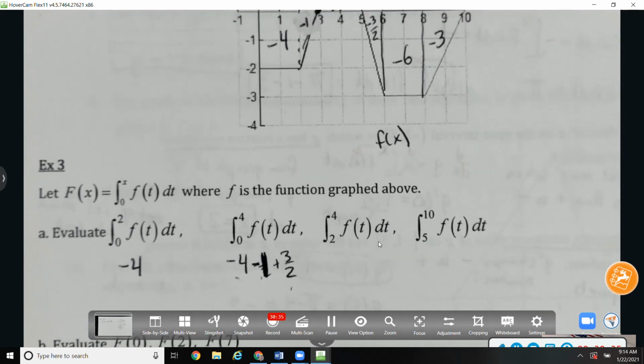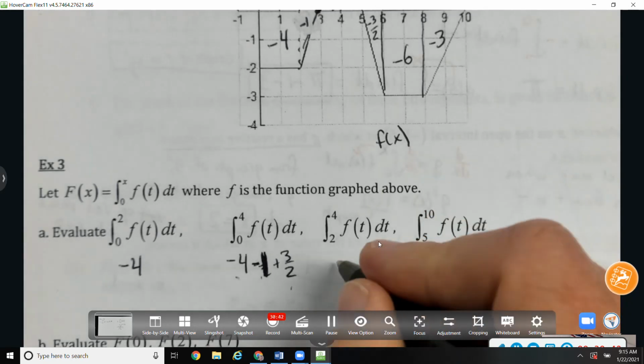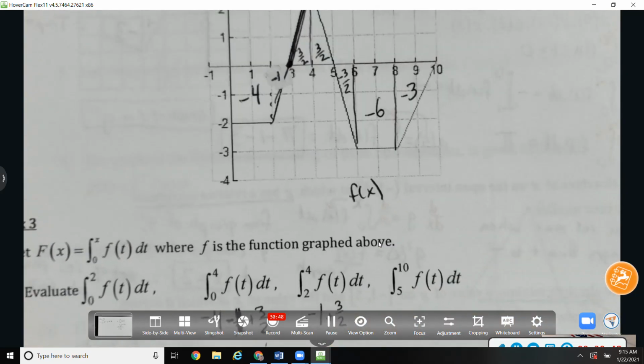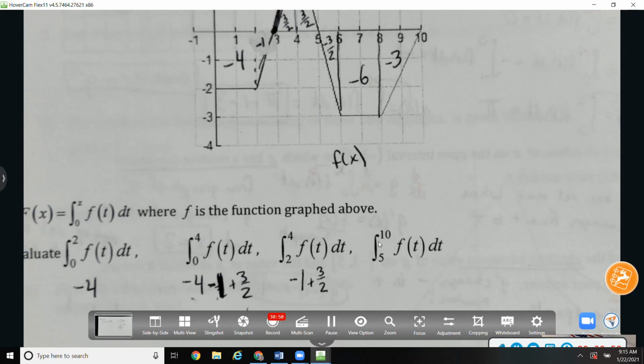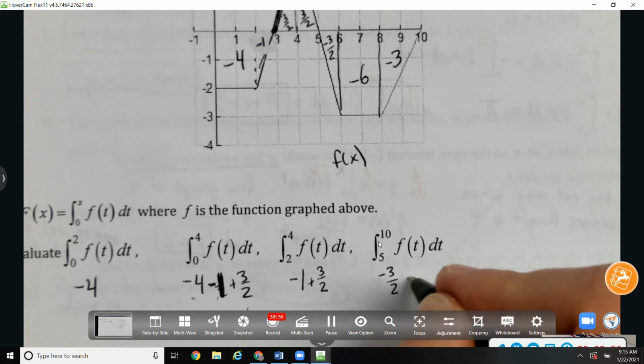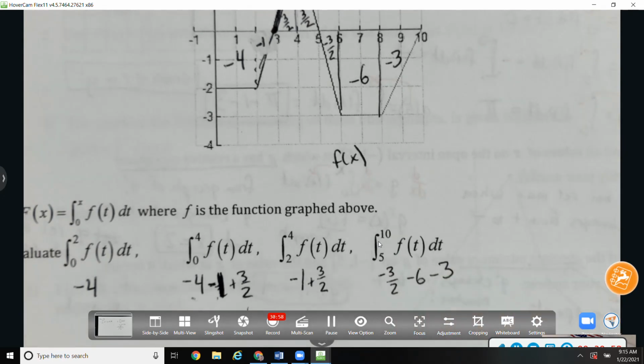From 2 to 4, a different starting point, so be careful here. From 2 to 4 is negative 1 plus 3 halves. Especially since I've got everything labeled, this should be a little bit easier now. And from 5 to 10, I'm just adding up those areas. And why even mess with it? Just leave it like that.